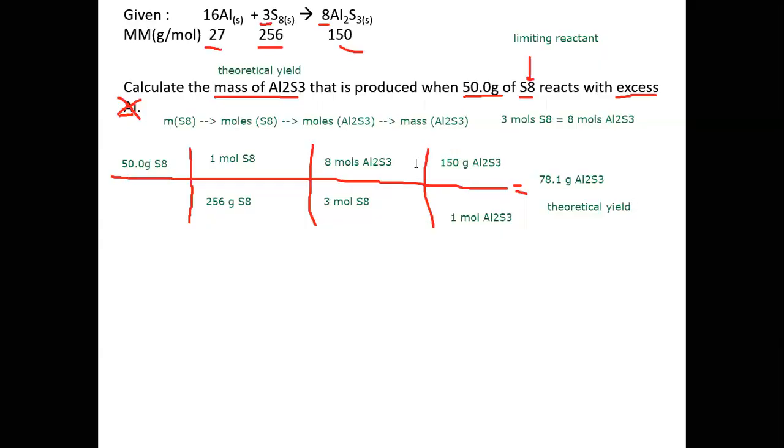So there was a typo earlier. It should have been 150 grams here instead of 27. So the theoretical yield was 78.1 grams of aluminum sulfide.